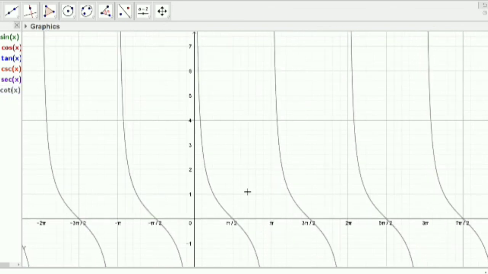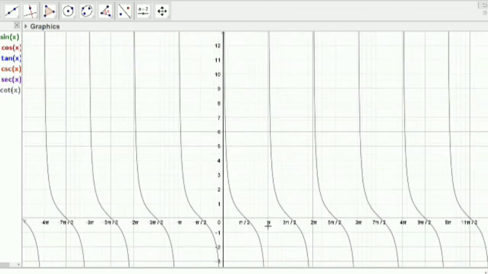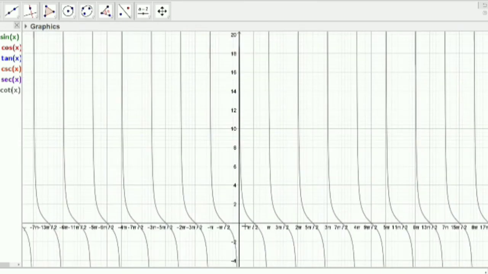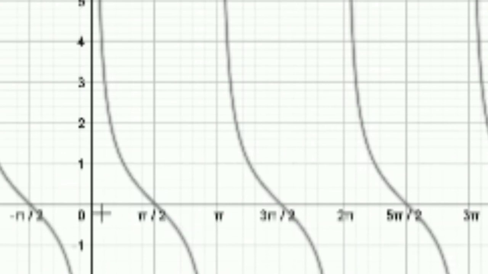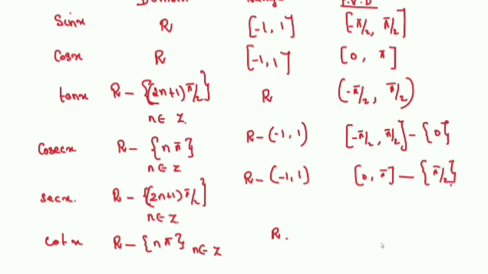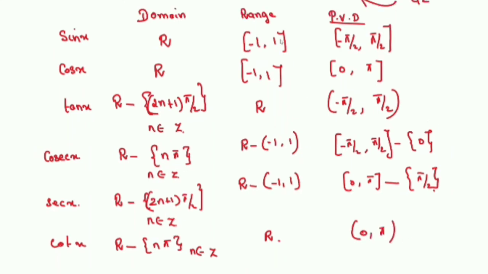Similarly at pi, what happens at pi? Can you see? So we have to exclude these 2 points, 0 and pi. That means open bracket, the domain we are going to restrict as open bracket 0 and pi. At 0 it is not defined. At pi also, see, at 0 it goes to infinity, at pi it goes to infinity. In between the function is defined. So it is open bracket 0 to pi. So this is the range and this is the principal value domain.